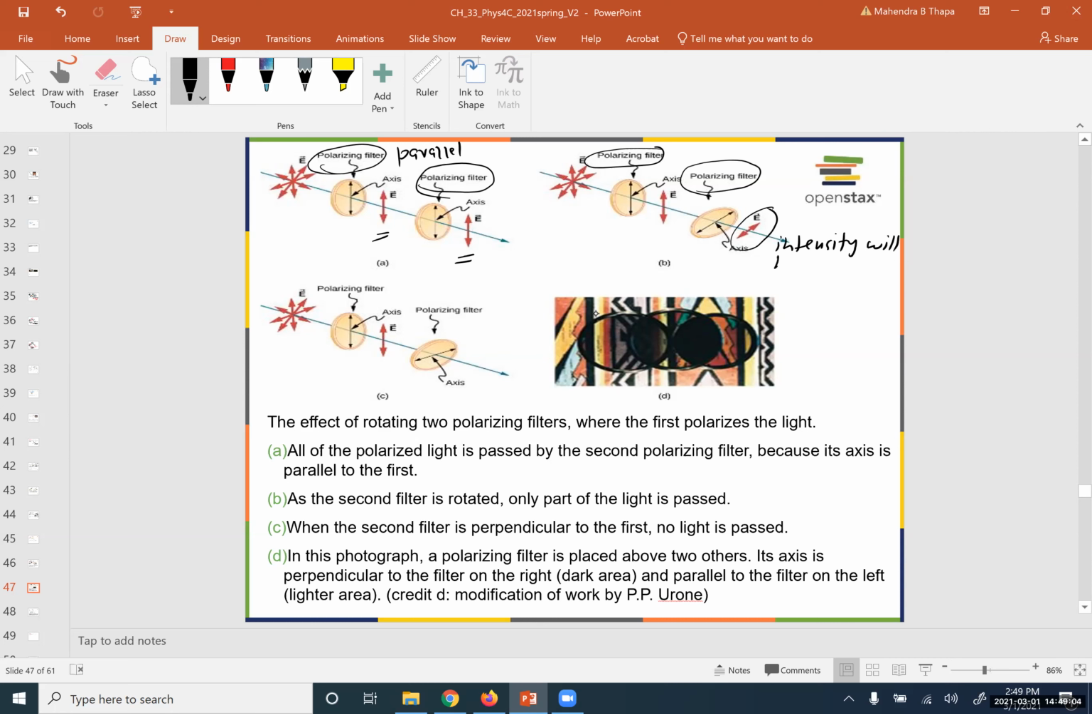Intensity will be less as compared to the intensity of the incident wave. But if, for example, the polarizing filter and the analyzing filter have axes that are mutually perpendicular, say both are perpendicular, there we don't see any light.